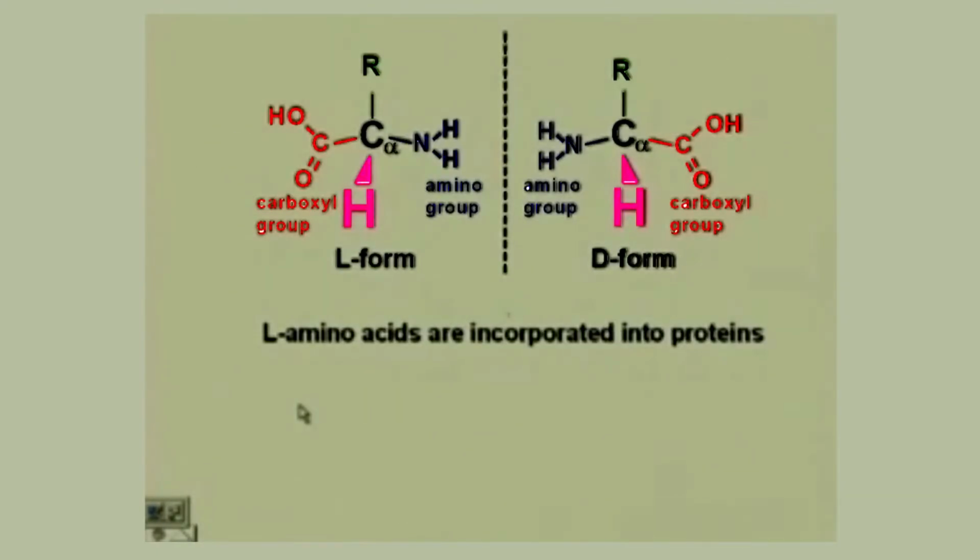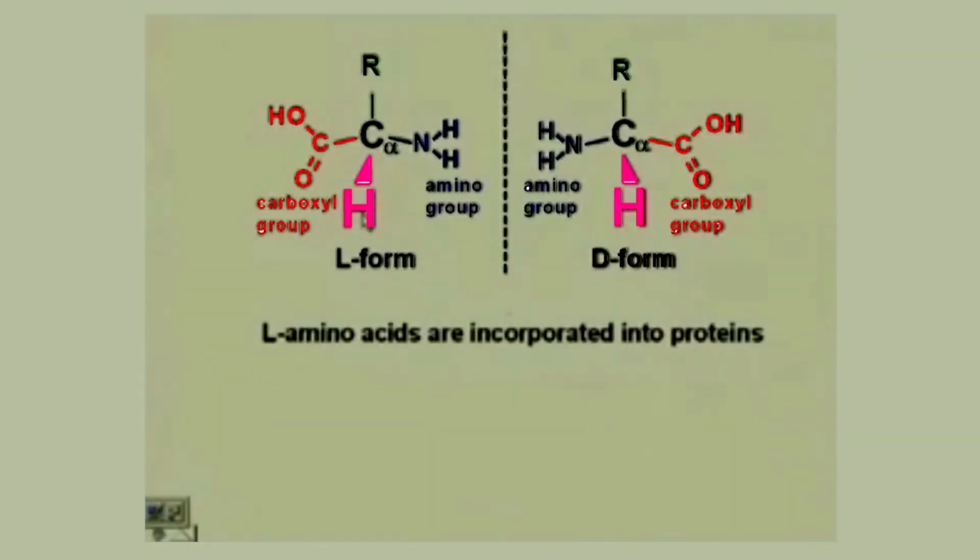Now, if we look at the different forms of the amino acids that could be incorporated into proteins, as we mentioned in the previous slide, we have an amino group, we have a carboxyl group, we have a hydrogen atom, and we also have an R group attached to it. Now, because of its chirality, it can have an L form or a D form. Usually, L amino acids are incorporated into proteins.